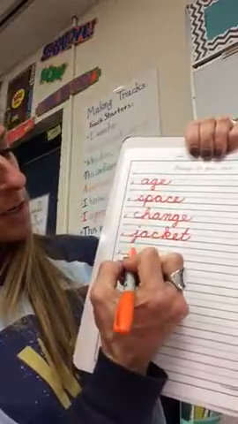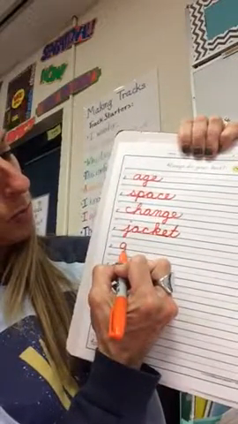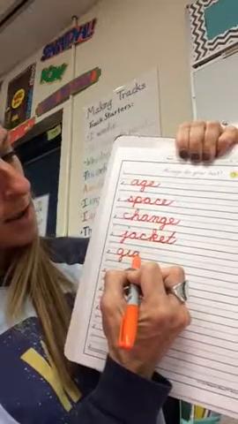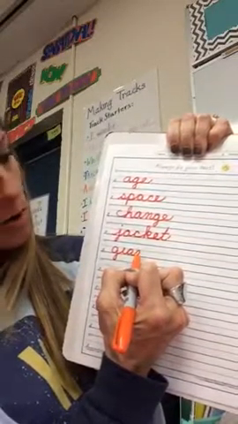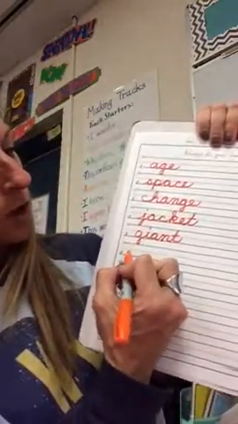Let's do giant. So around like a C and down, loop it forward, up and touch the middle line, and around like an A, up and over, up and over, up and touch for the T. Okay, next we have pencil.